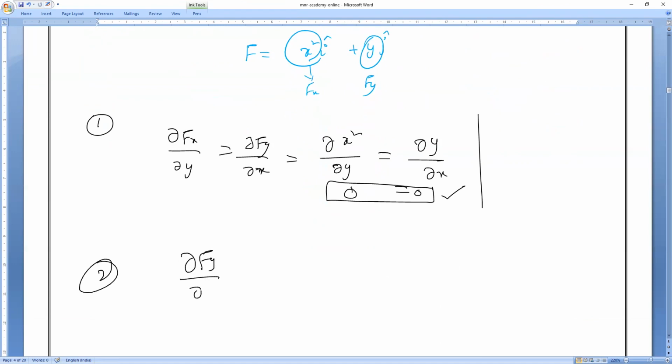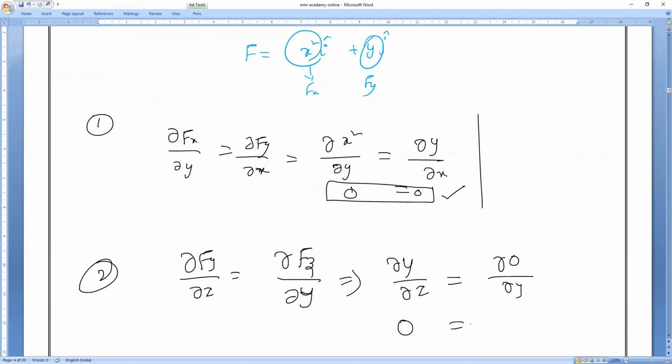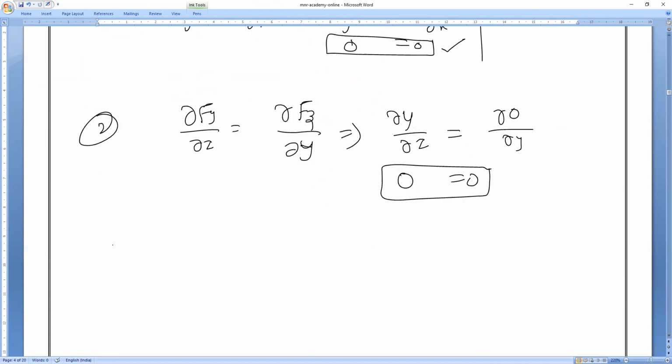Then rule number 2, you can verify. Del Fy divided by del z equals del Fz divided by del y. So here also, Fy is y divided by del z. With respect to z, y is not possible to differentiate. So 0. Fz value is 0 divided by del y. This value also becomes what? Everybody, speak, guys. 0.